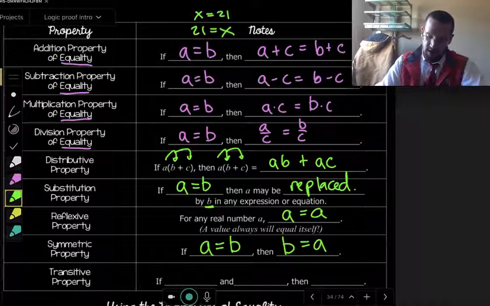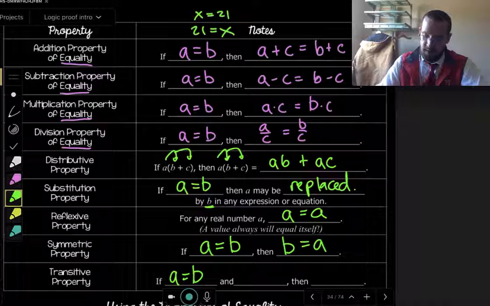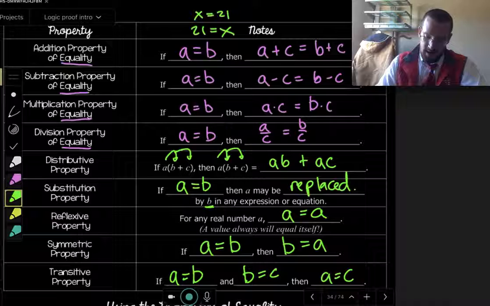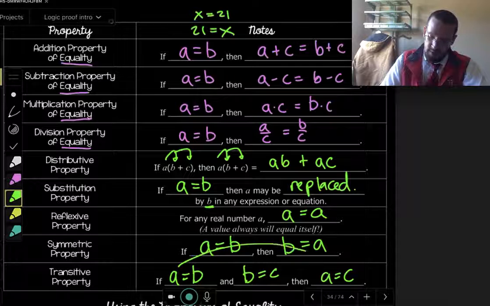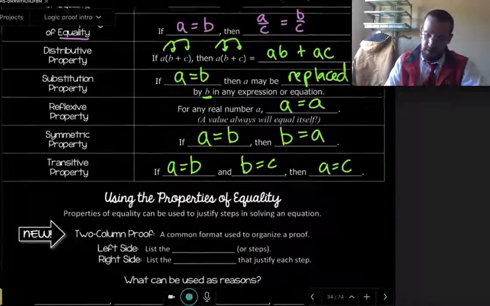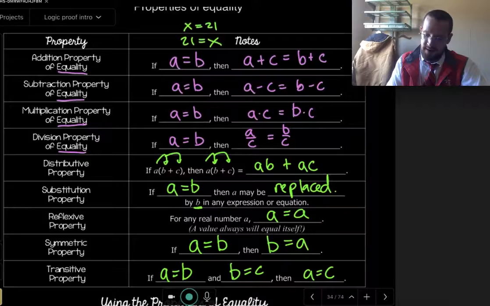And finally, the transitive property. Now, this is something we're going to use a lot. So if A is equal to B and B is equal to C, then A is equal to C. This is the transitive property. I like to think of it as being transportational, right? It's taking A and moving it all the way to C. So it's like transportation.